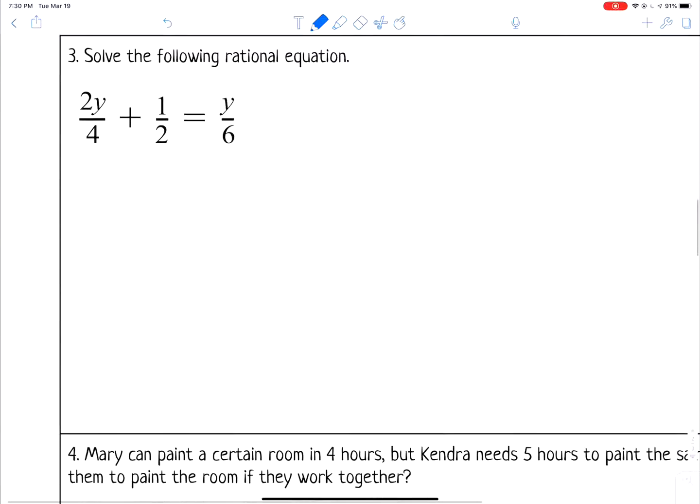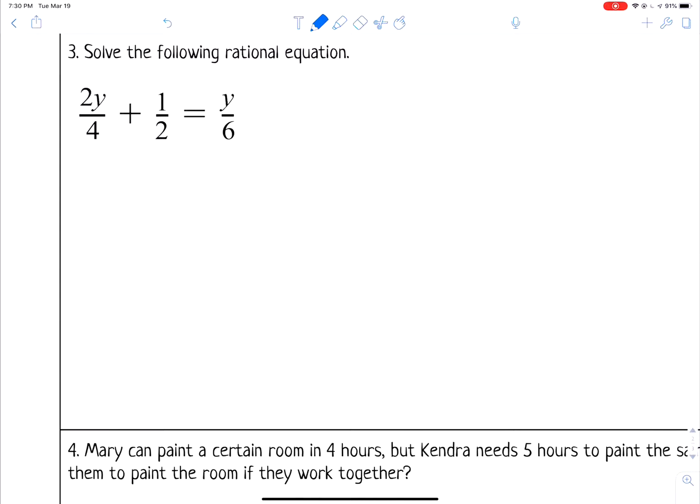Number 3 says solve the following rational equation. So this one we cannot cross multiply because we do not have just one fraction equal to another fraction. So I'm going to work on finding a common denominator. So 4, 2, and 6 could all become 12. So I'm going to write that down 3 times and put my signs and my equal sign in place.